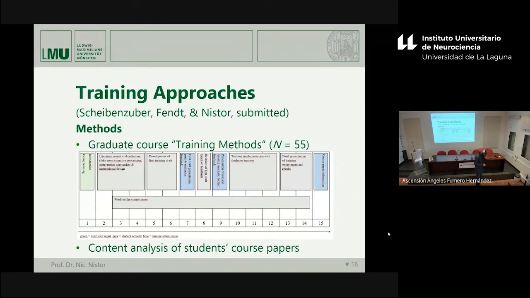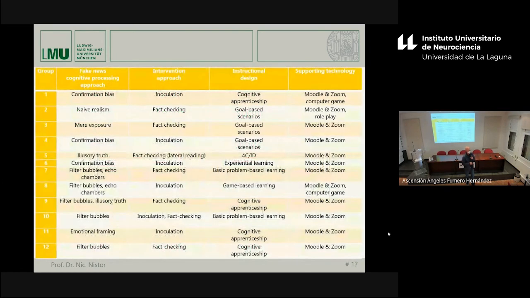Yeah, also difficult to read. We had a total of 55 graduate students working in 12 small groups. So the result was 12 little projects, we call them mini projects, for training fake news literacy. And we did a content analysis of their course papers. And this is a terrible table from which you will probably not understand very much.